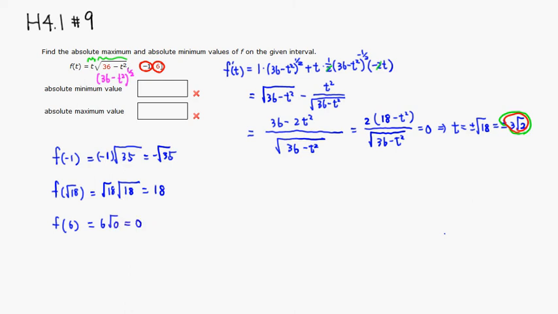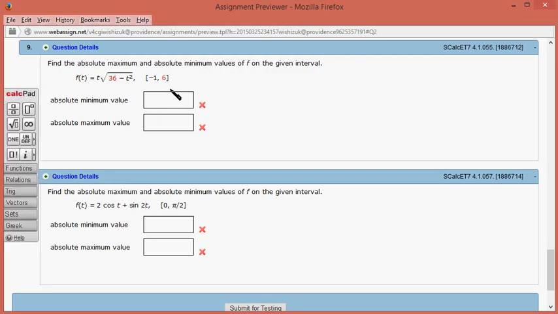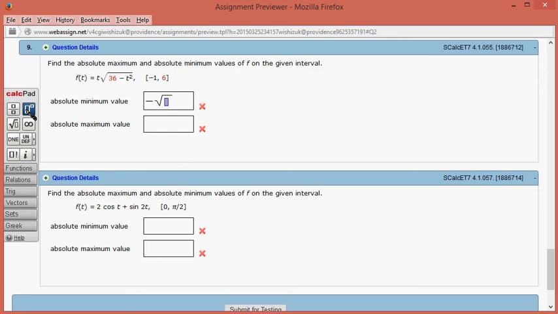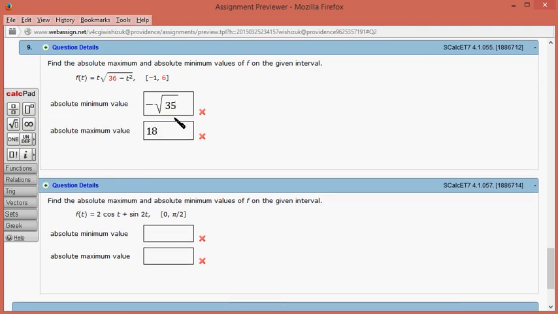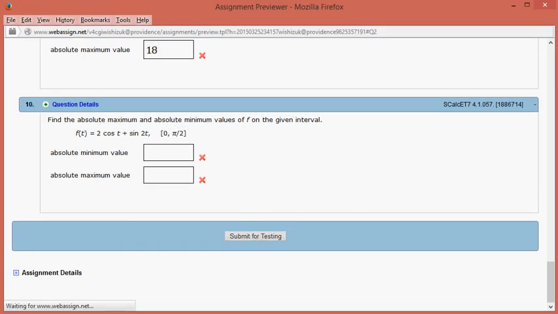Then it's pretty clear that the smallest value is negative square root of 35, so this is the absolute minimum. And the largest one is 18, the absolute maximum. So it's negative square root of 35 and also 18. Let's type it in. This one is negative square root of 35. Then we have 18. Let's submit for testing.